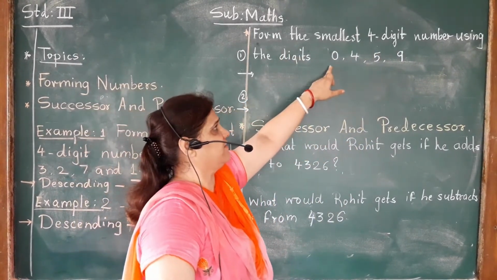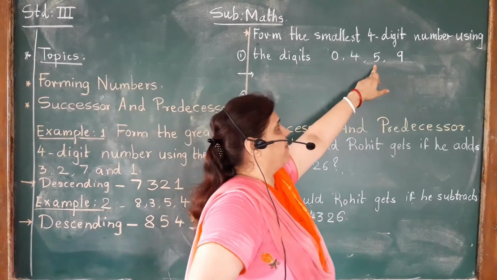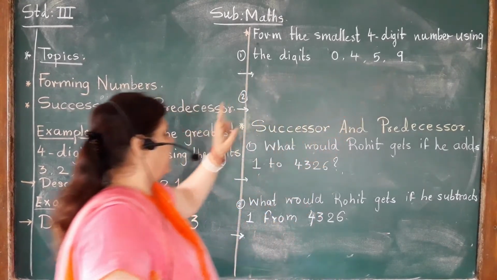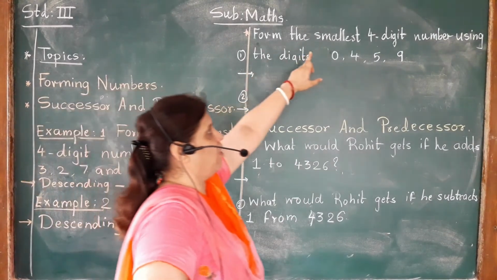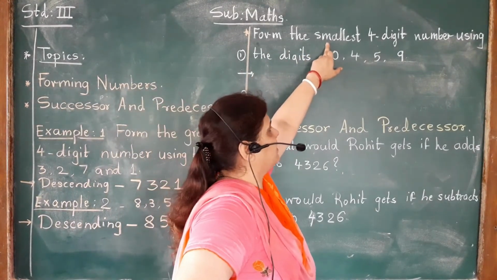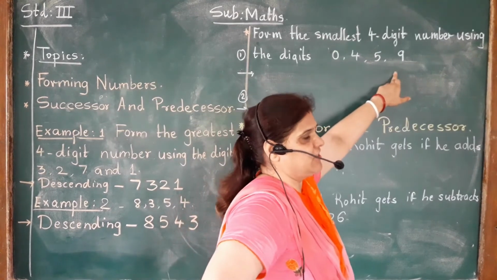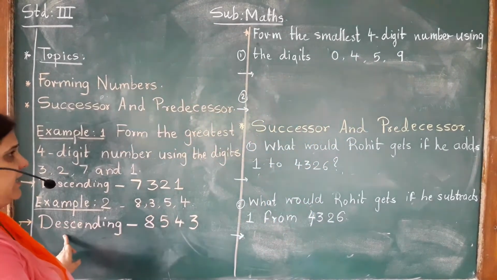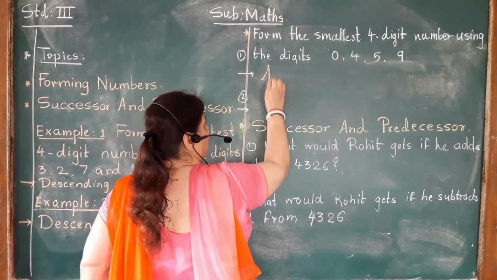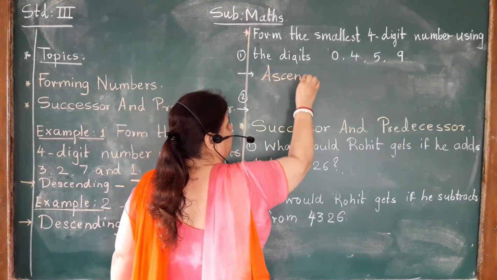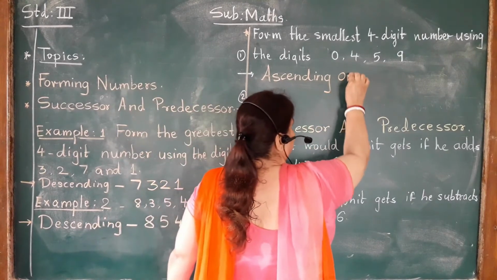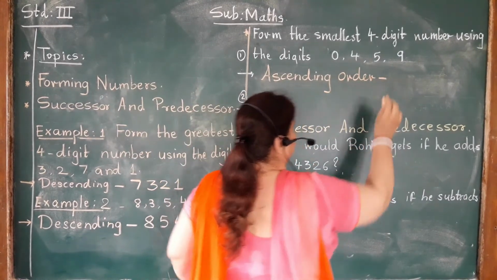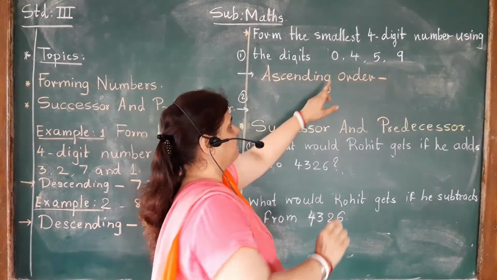Which are the digits given? 0, 4, 5 and 9. Just now we formed the greatest four-digit number. Now we have to form the smallest number from these given digits. We went with descending order before. Now here we have to go with ascending order because we have to form the smallest four-digit number. So go with ascending order. See now, which is the smallest number here?